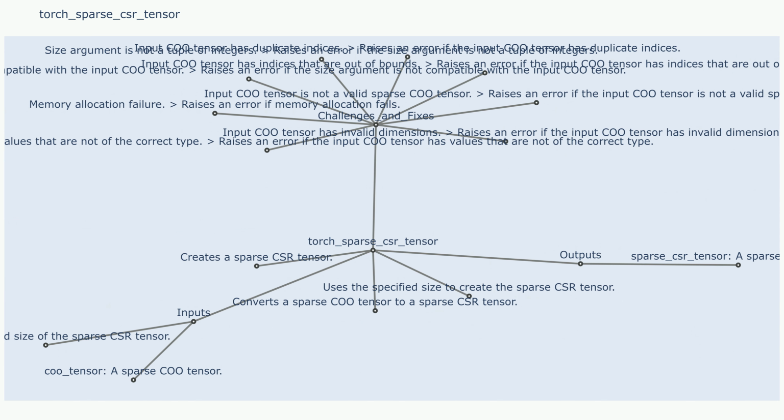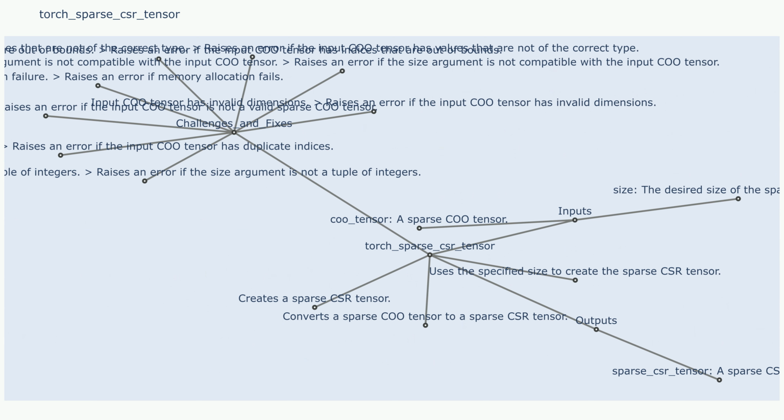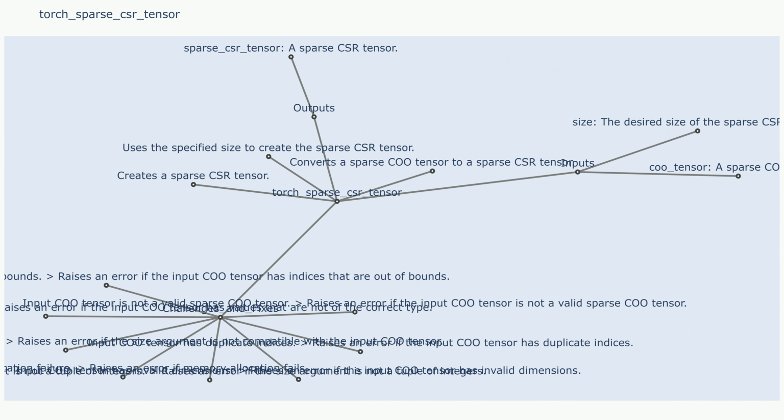Device, optional: the device, CPU or GPU, where the CSR tensor should be stored. If not specified, the device of the input coo_tensor is used. Outputs: CSR tensor, a PyTorch sparse tensor in the CSR format. It represents the same sparse matrix as the input coo_tensor but in a compressed and efficient representation.